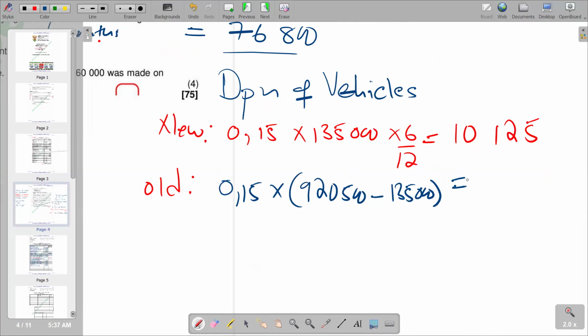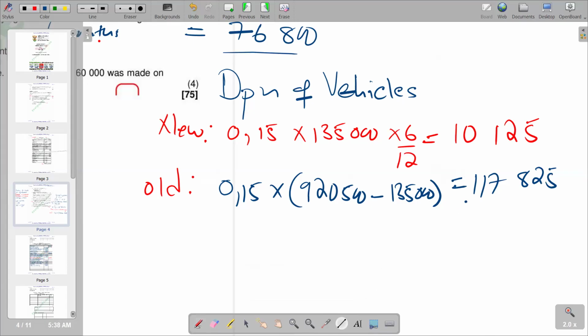So if you calculate it like this, the answer that we are supposed to get is 170,825. So we can just try to confirm the calculation, whereby we can start by subtracting 920,500 minus 135,000. And obviously we get 785,500, and then we multiply by 0.15. We get 170,825. So this is depreciation for the old vehicles.